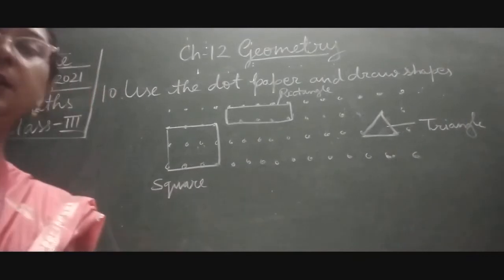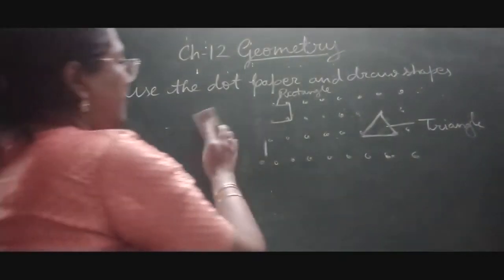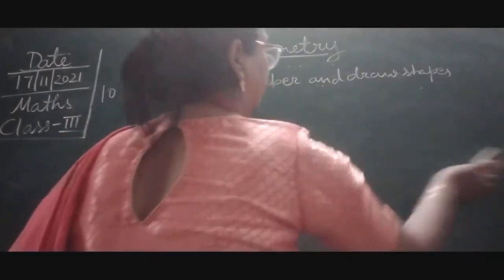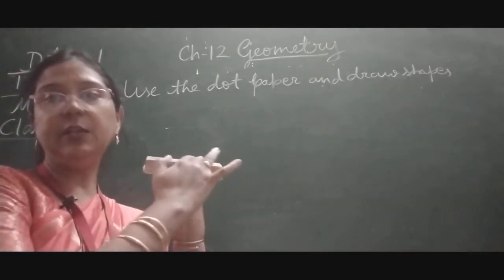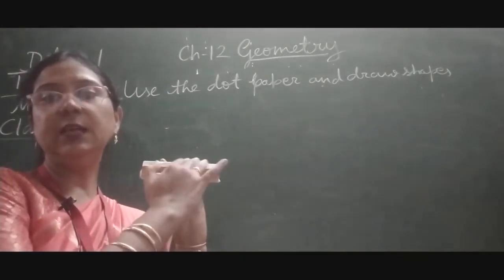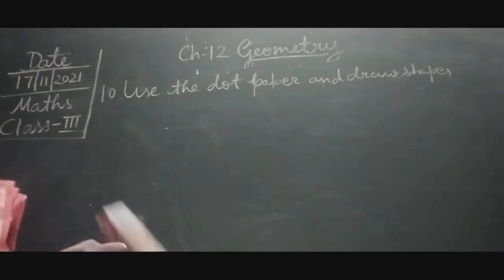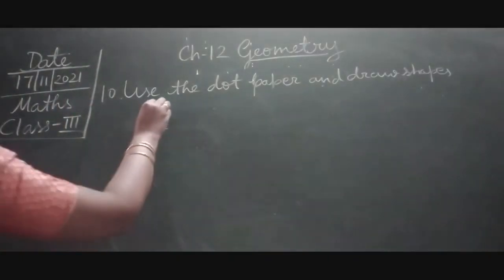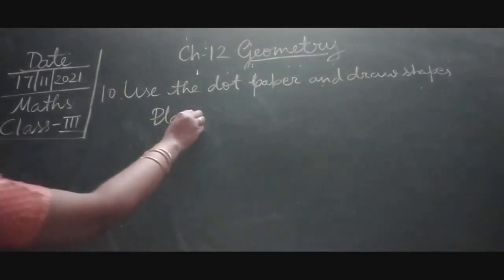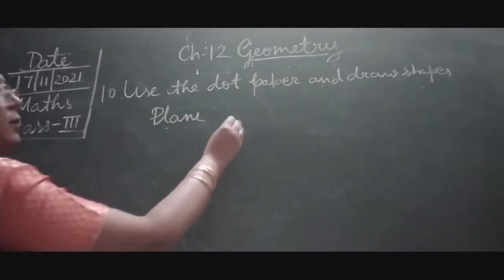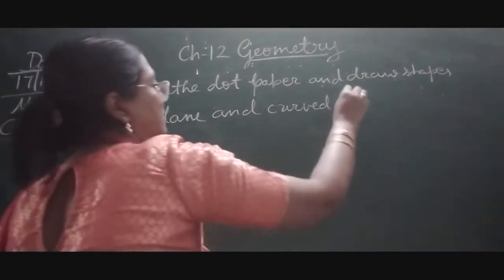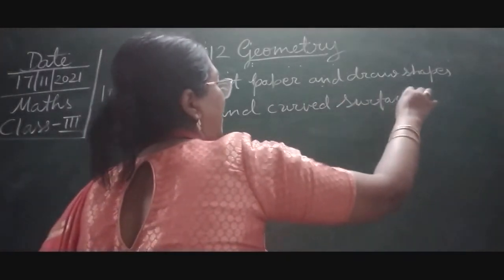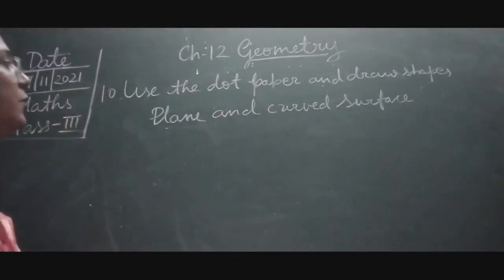Now children, let's check the surface of any flat object. Suppose this is a flat object. If we touch this, it is flat, and this surface is called flat. Okay, so plane and curved surface. Plane and curved surface, there are two types of surface. First is plane and second is curved.